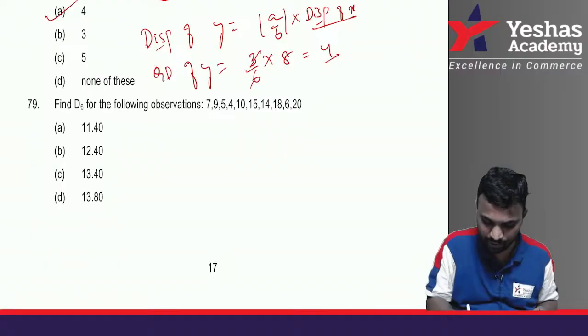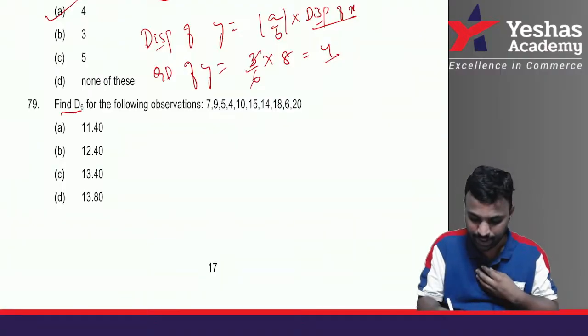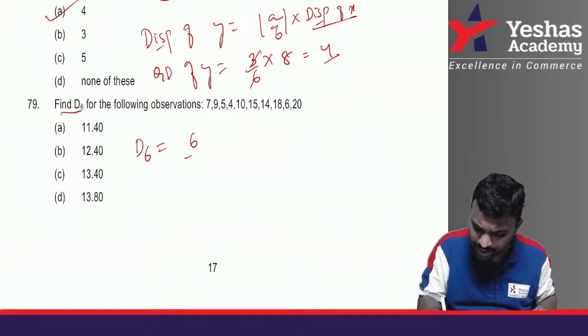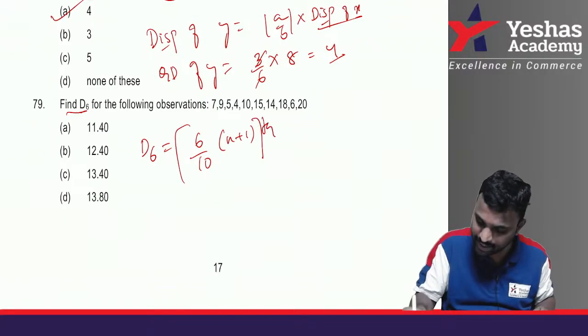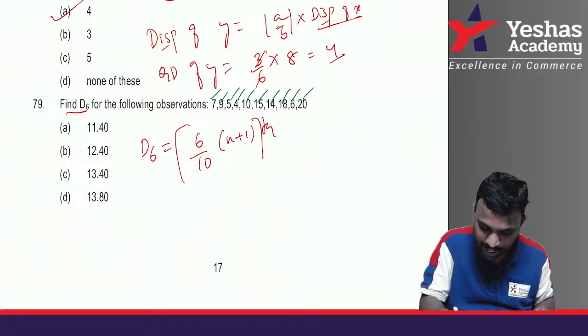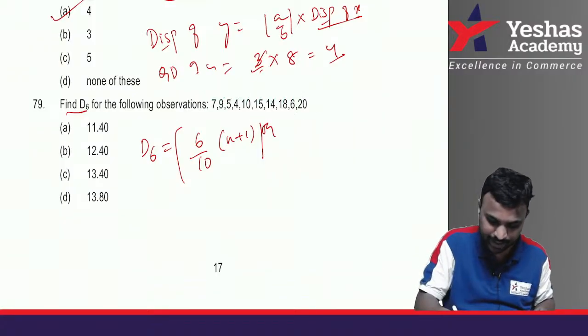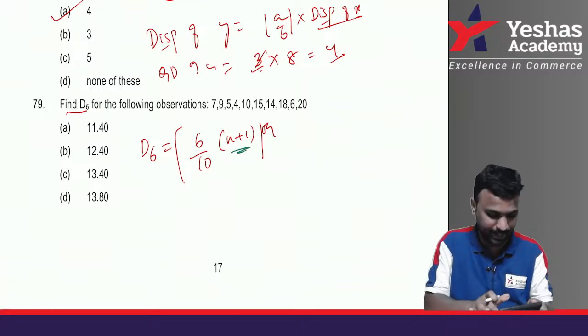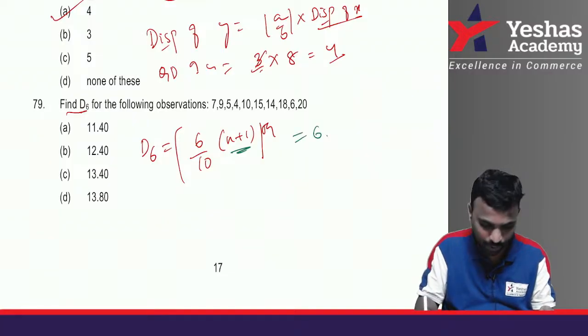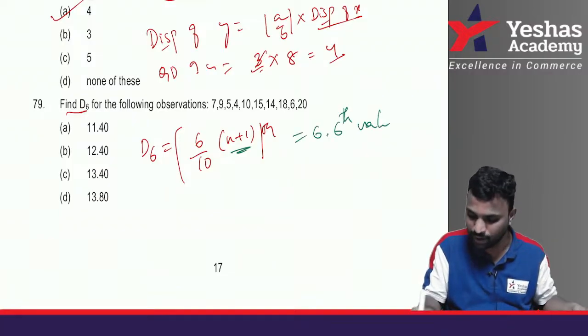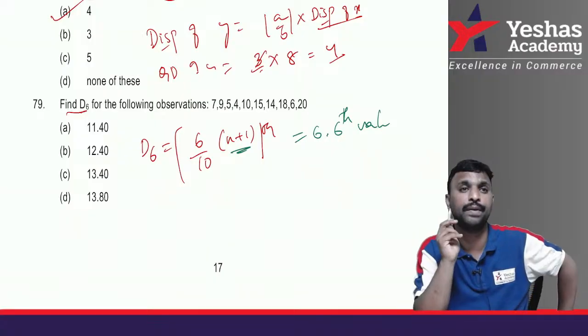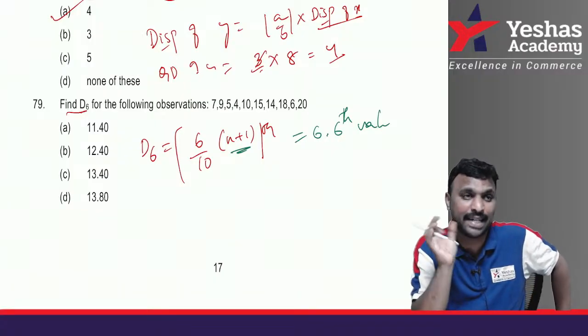Moving on to the next question, find D6, that means sixth decile. So D6 is basically 6 by 10 into n plus 1, the whole value. How many observations are there? 1, 2, 3, 4, 5, 6, 7, 8, 9, 10. 10 observations are there, so n is equal to 10. 10 plus 1 is 11. 11 into 6 divided by 10 gives the 6.6th value. Now guys, 6.6th value means you have to identify the 6th and 7th values.